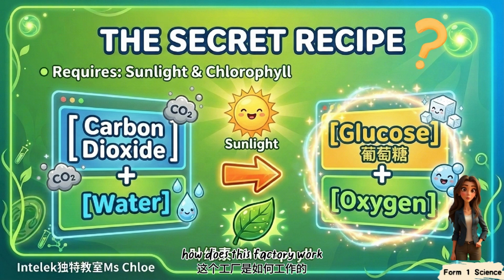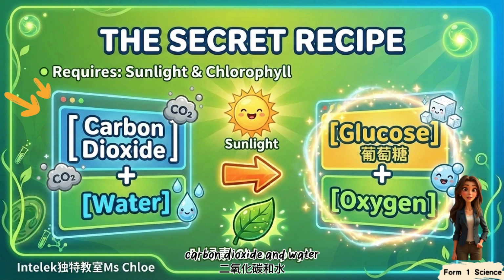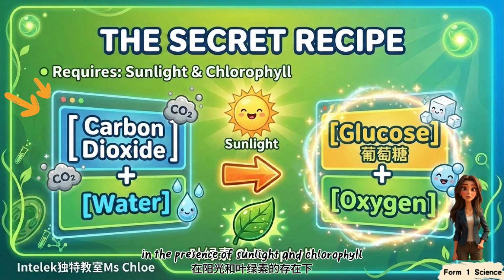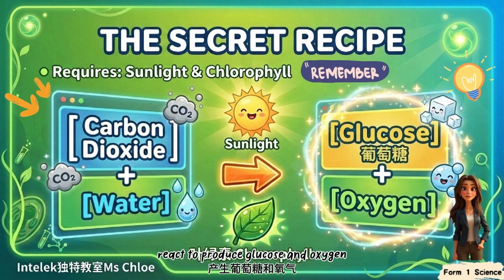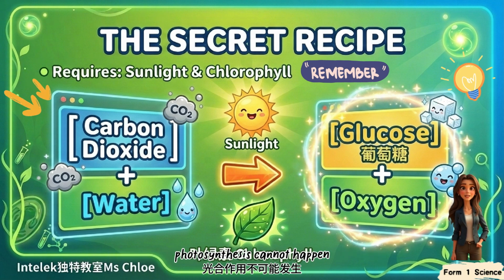How does this factory work? It follows a specific chemical equation. Carbon dioxide and water, in the presence of sunlight and chlorophyll, react to produce glucose and oxygen. Remember, without light and chlorophyll to capture that energy, photosynthesis cannot happen.